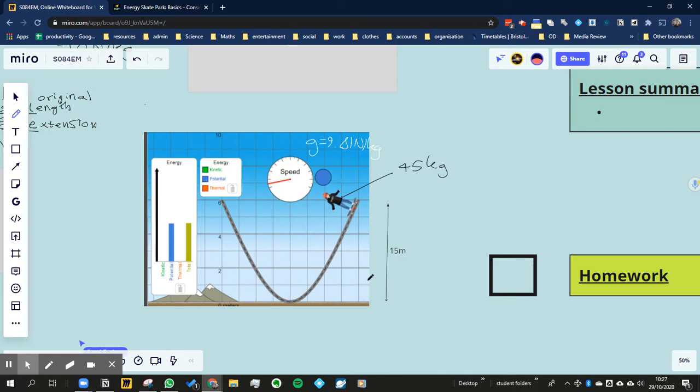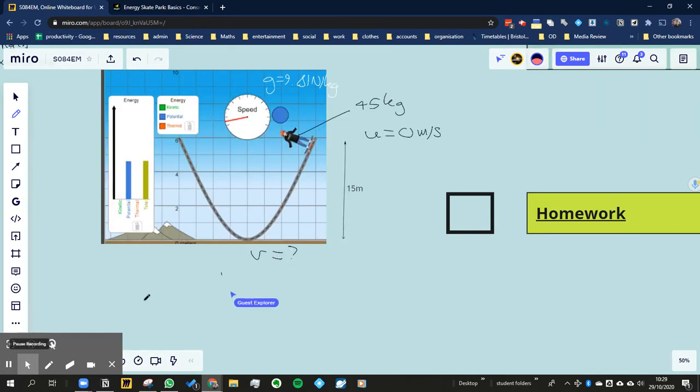So that's the question. He's 15 meters up. His mass is 45 kilograms. He's on the planet Earth. And we want to know, what is his final speed going to be? I've said here at the beginning that u is 0, v is, well, question mark, we don't know. And we're trying to work out what v is.